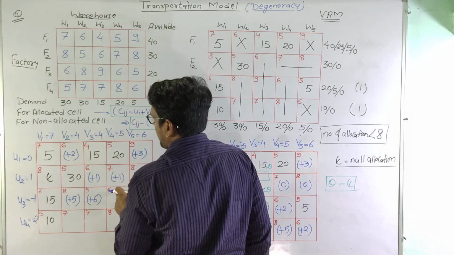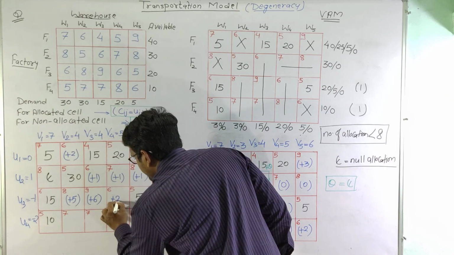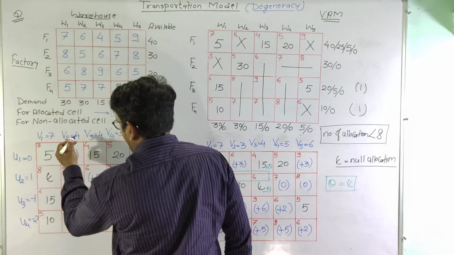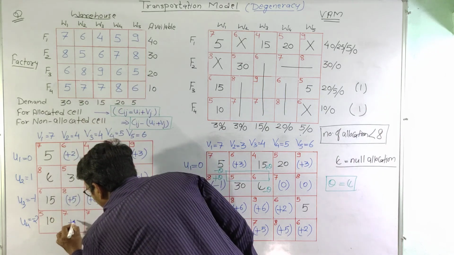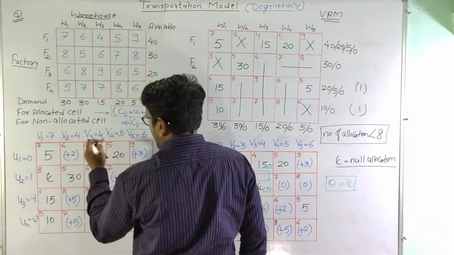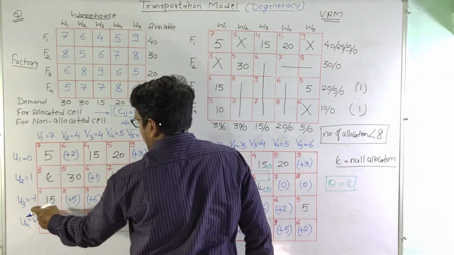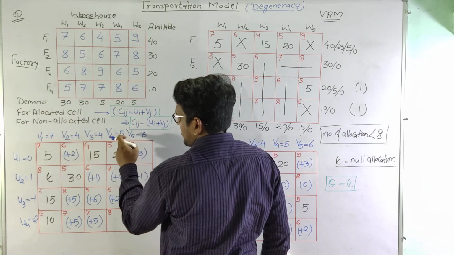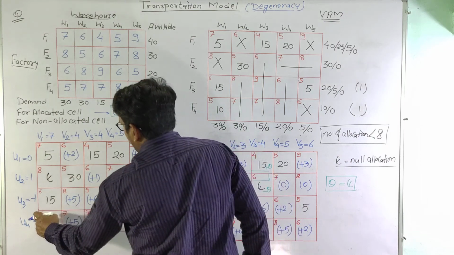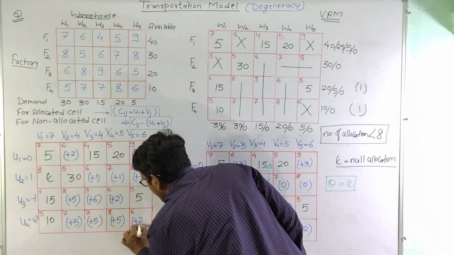Here 6 minus of minus 1 plus 5, that means 6 minus 4 is plus 2. And here it is 7 minus of minus 2 plus 4, that means 7 minus 2 is plus 5. Here also 7 minus of minus 2 plus 4, this will also be plus 5. 8 minus of minus 2 plus 5, that means 3. 8 minus 3 is plus 5. And 6 minus of minus 2 plus 6, that means 4. 6 minus 4 is plus 2.